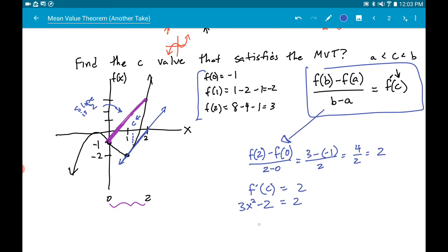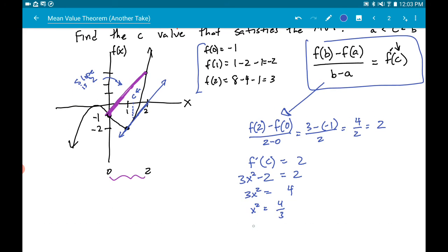And so if I actually solve this, I'm going to have 3x squared equals 4. X squared equals 4/3. And then if I take the square root of both sides, I'm going to have this. And you could write this a few different ways. You could write it as 2 over the square root of 3. If I punch it into my calculator, I got 1.154.